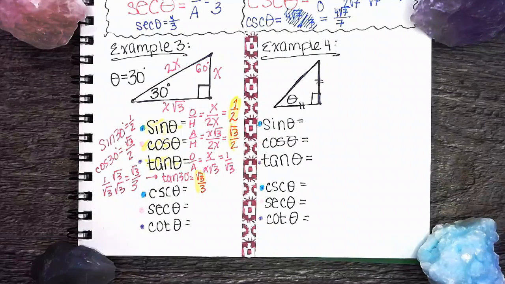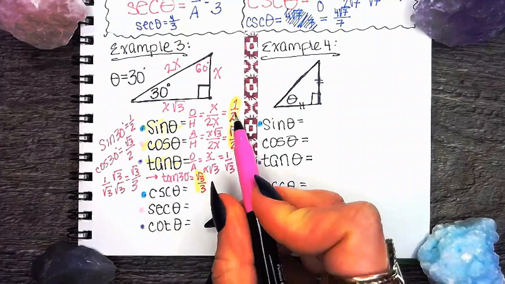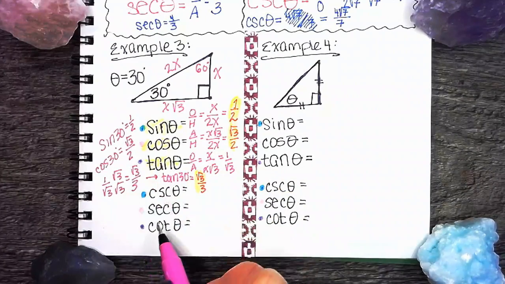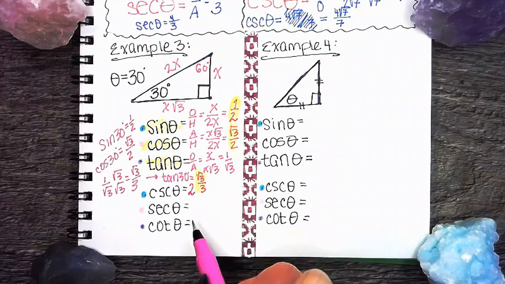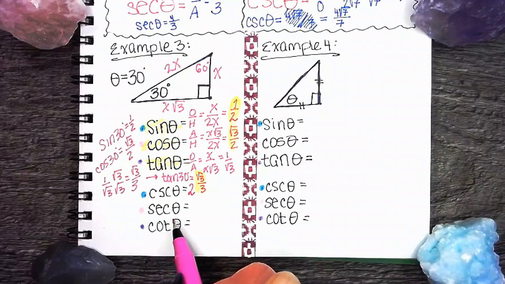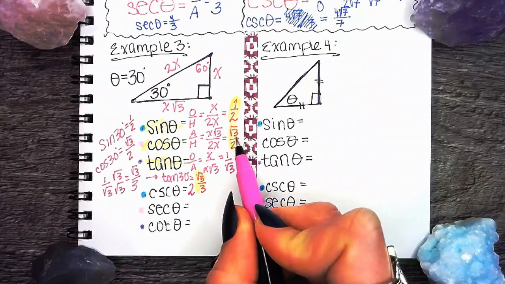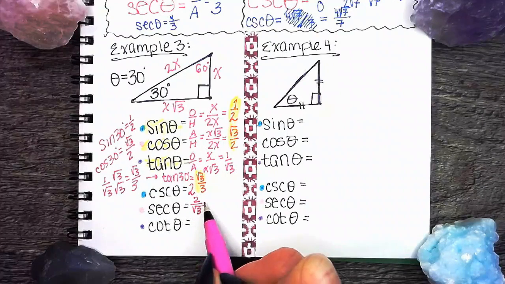we can just use the reciprocals to finish up. Cosecant is the reciprocal of sine. I have them in order and I color coordinated. The reciprocal of 1/2 is 2. You don't need to write 2 over 1. Secant of theta. That's going to be the reciprocal of cosine: 2 over the square root of 3.